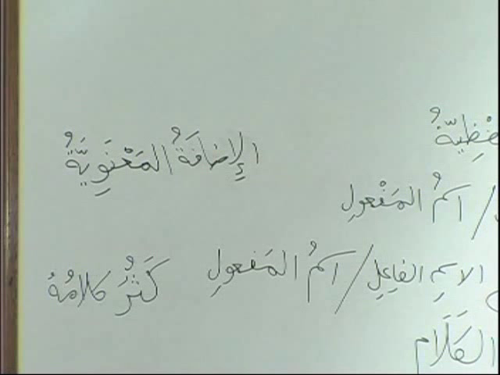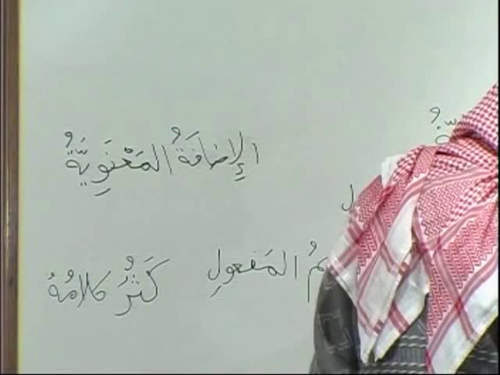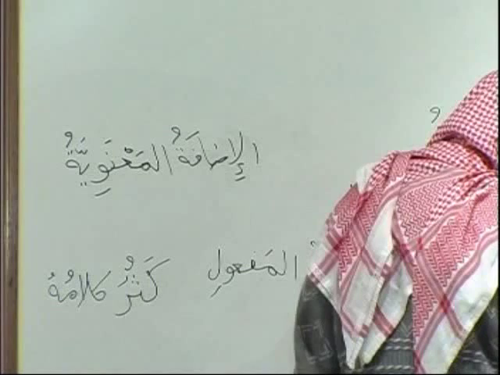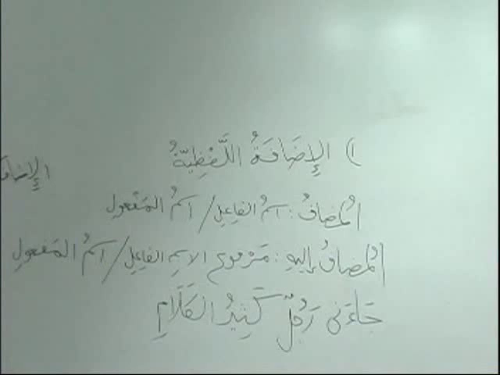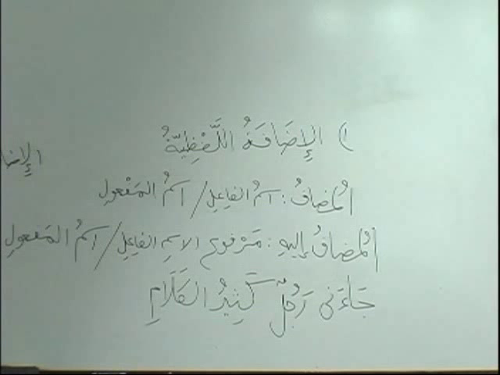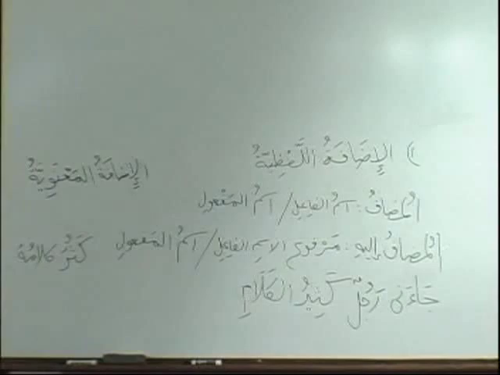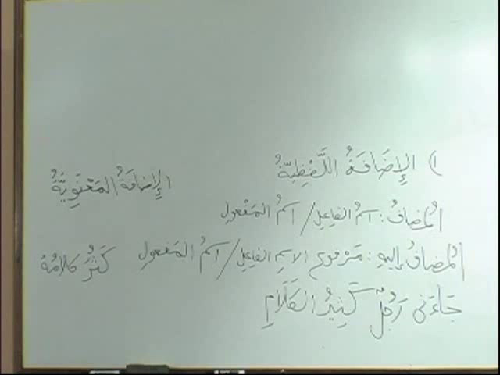You follow me? So here, kathirul kalami, we say, ja'ani rajulun kathirul kalami. Kathir, what is the i'rab of kathir in this sentence? Rajulun kathirul kalami. Na't. Please remember this, something new. So kathir is mudaf, but yet it is nakira. In al-idhaafa al-lafziyyah, al-mudaf is not ma'rifah.